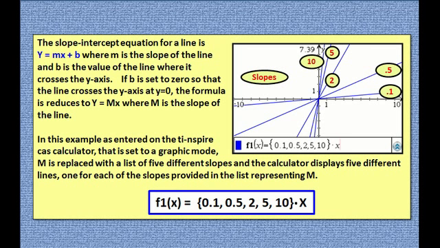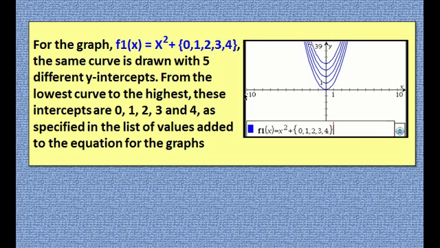In this example, as entered on the TI-Nspire CAS calculator that is set to graphics mode, m is replaced with a list of 5 different slopes, and the calculator displays 5 different lines, one for each of the slopes provided in the list representing m.